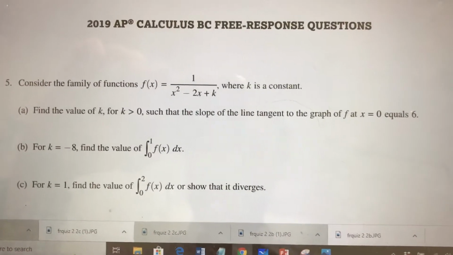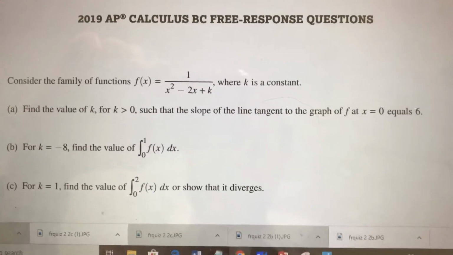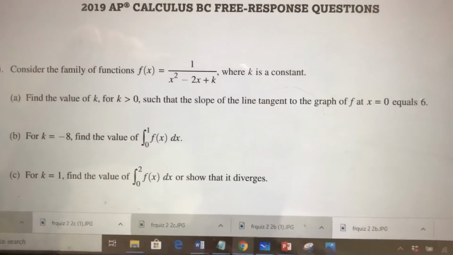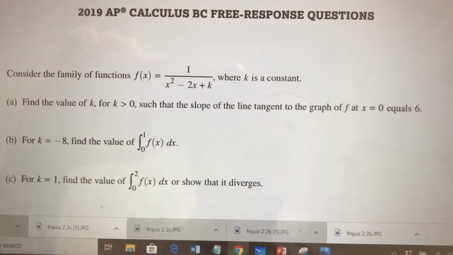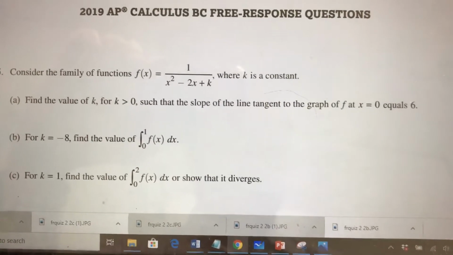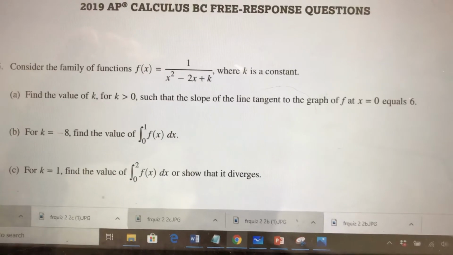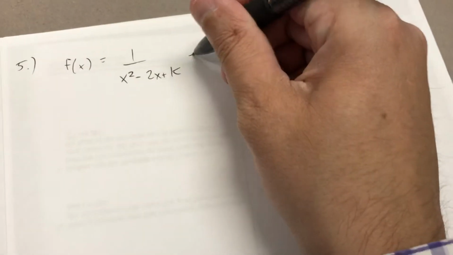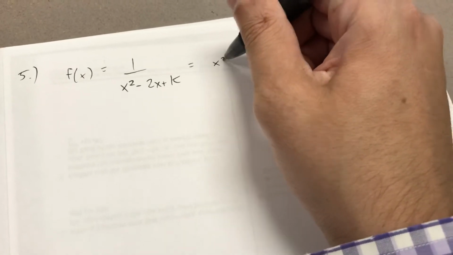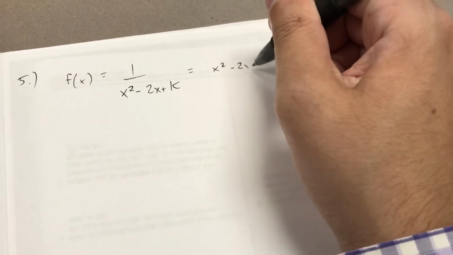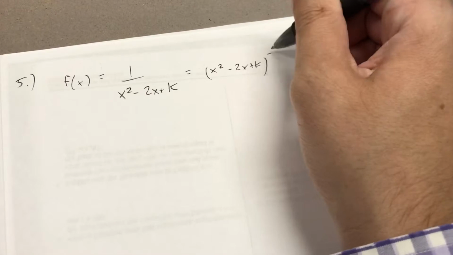So they ask us, first of all, to find a value of k that will make the slope of the tangent line equal to 6. So, of course, we need to take the derivative of this function. You could use the quotient rule, but I think if you write it with a negative exponent, that would probably be the easiest way to deal with this one. So I'm going to write this as (x squared minus 2x plus k) to the negative 1 power.